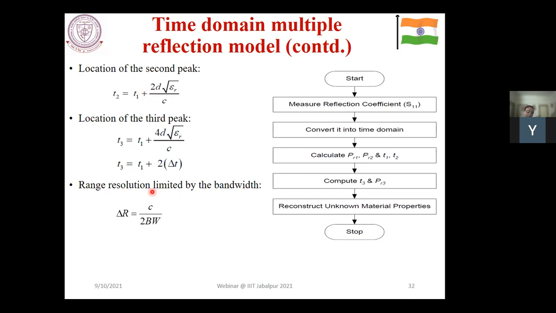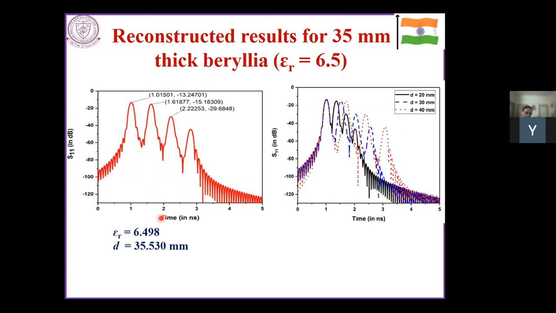You have to consider the range resolution. It is limited by the bandwidth of the system, which is one of the important aspects. So here, taking a sample having a relative permittivity, and doing the measurement in the time domain, suppose you get this kind of result. We can get epsilon r as 6.498, very close to the original value, and 5.5 millimeter thickness. That is also very close to the original value, right?